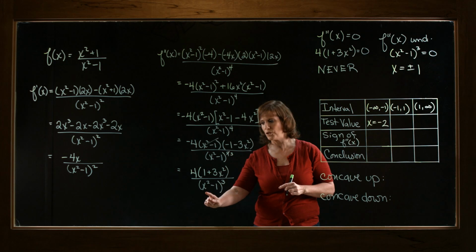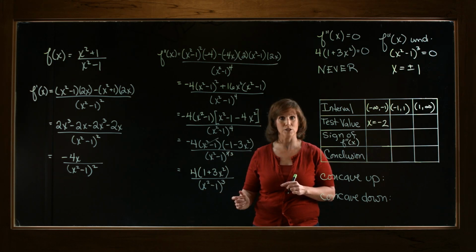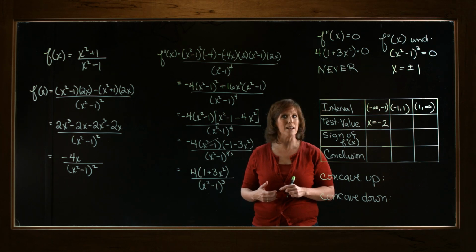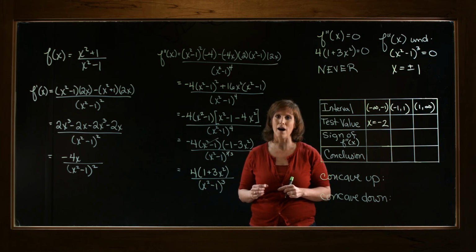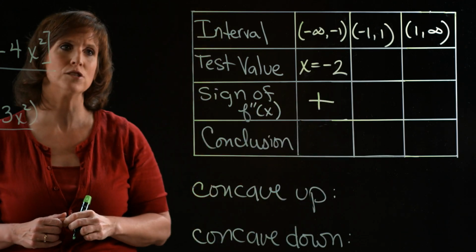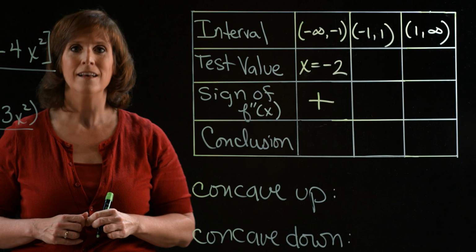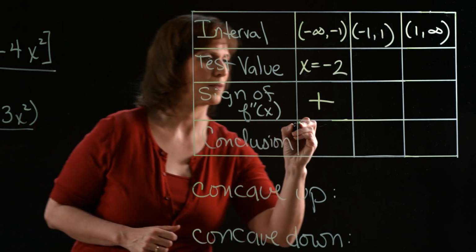That's all going to be a positive number in that numerator. When I plug -2 into the denominator, I will end up with a 4 minus 1, which is 3, and cube it. Again, a positive number. I end up with a positive divided by a positive, which means that the sign of my second derivative at -2 is positive. What's my conclusion? Concave up.